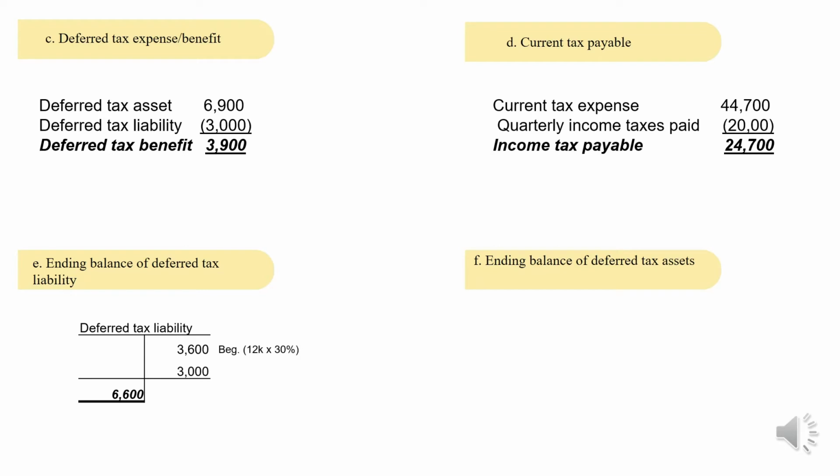We will use a T account. Deferred tax liability beginning in the illustration, 12,000 times the 30% tax rate equals 3,600, then the 3K in the table earlier equals 6,600 ending balance. Same with letter F. It is on the debit side because that is where it increases.